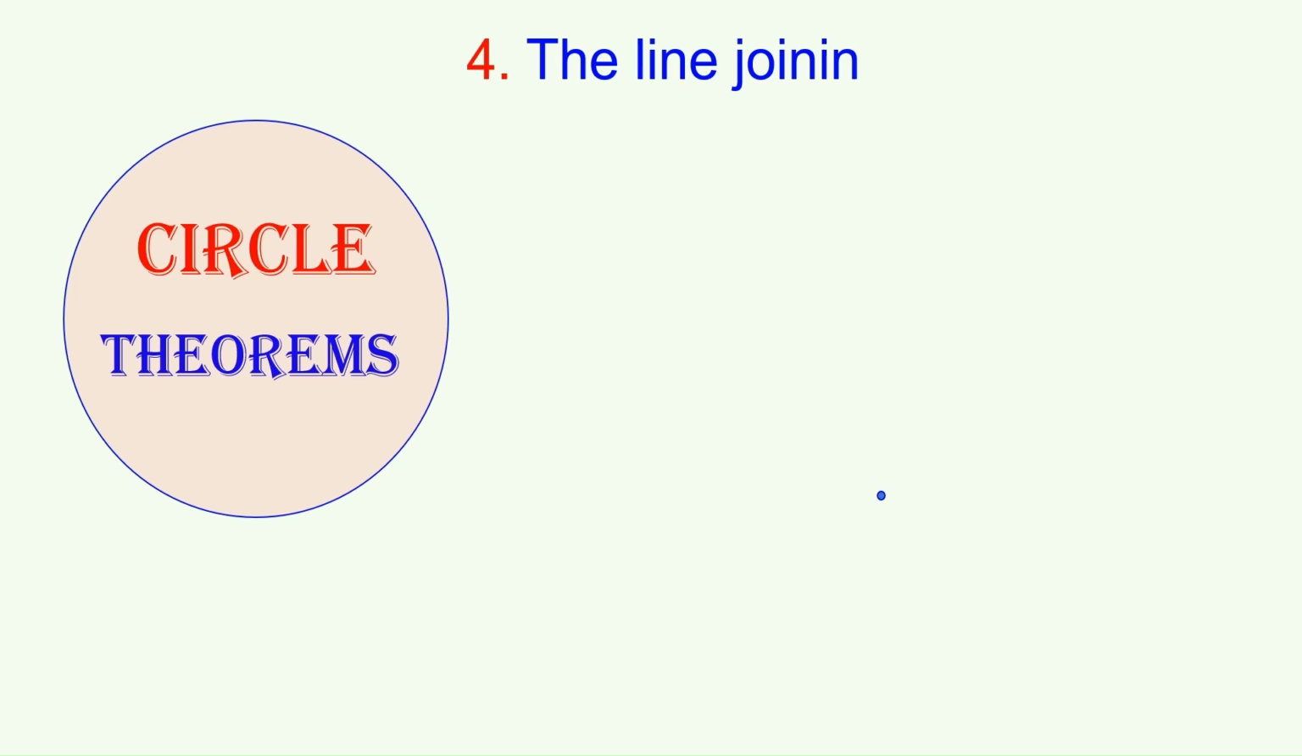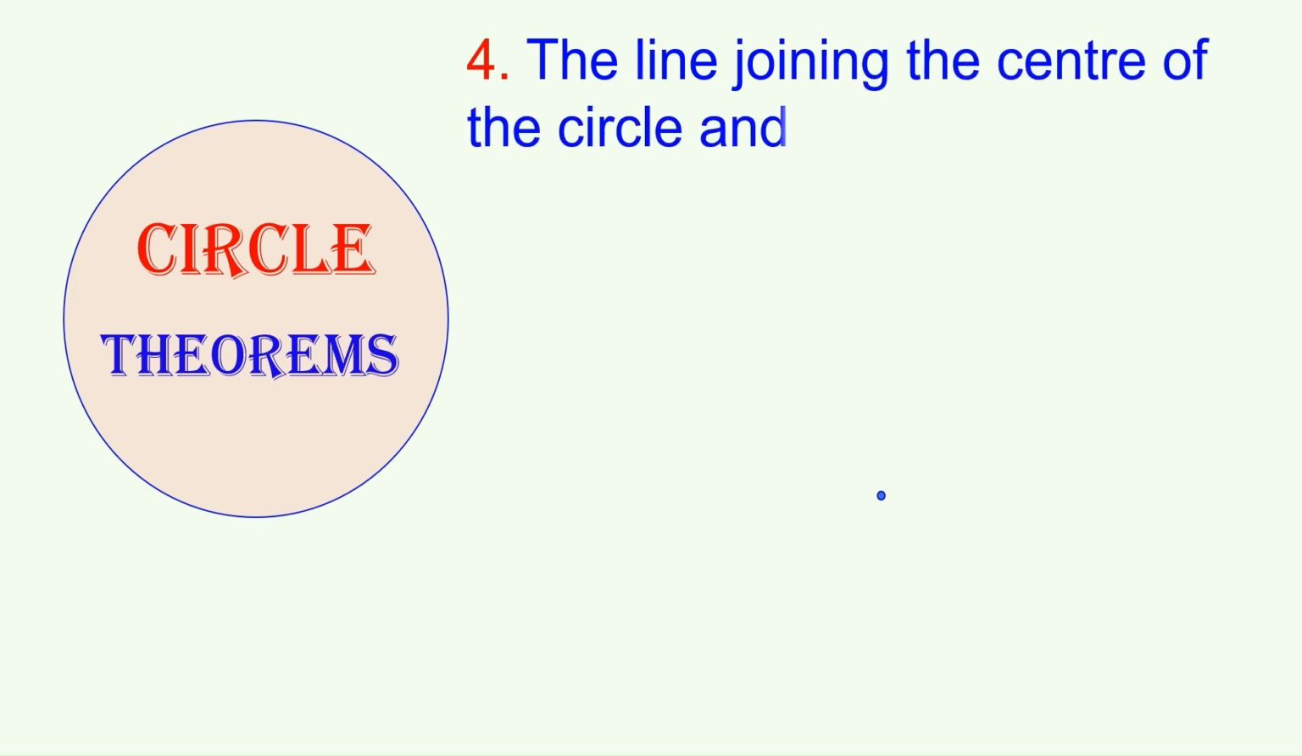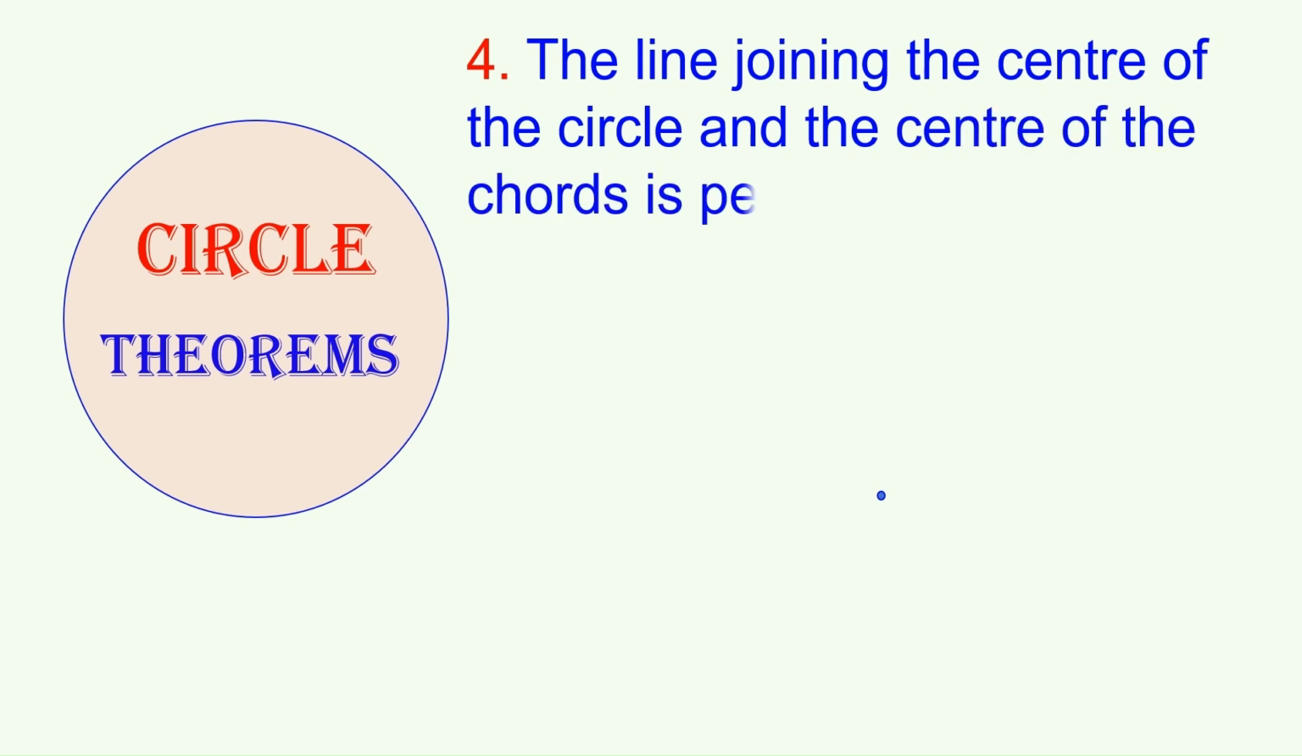The circle theorems. Number 4. The line joining the center of the circle and the center of the chord is perpendicular to the chord.